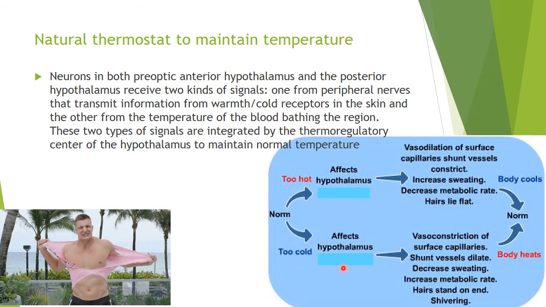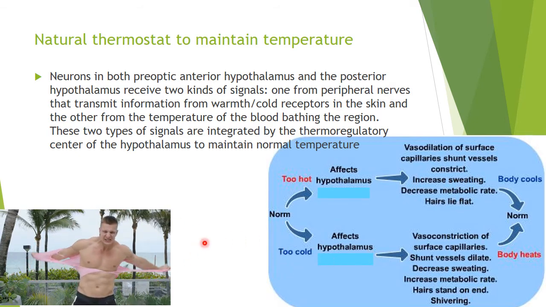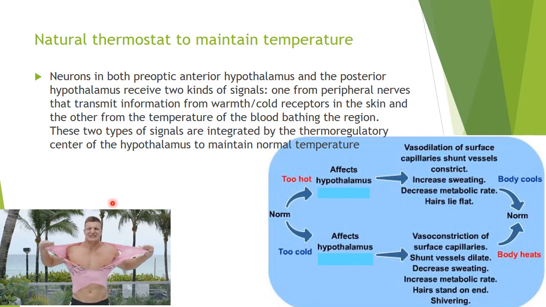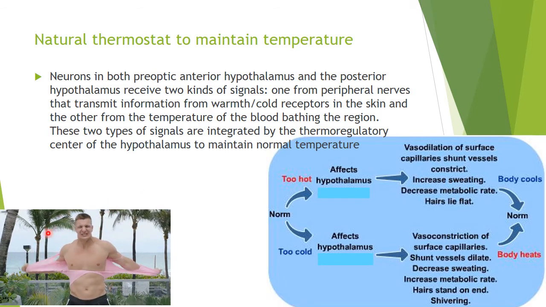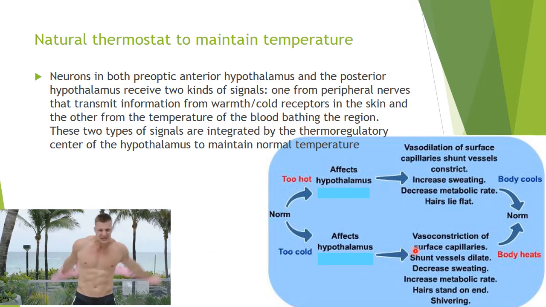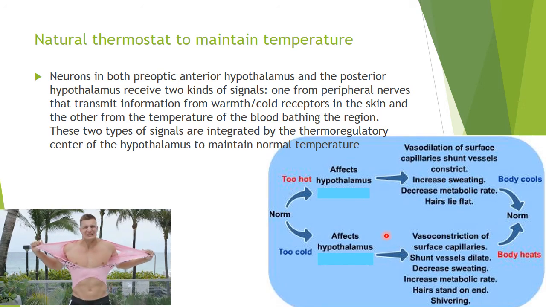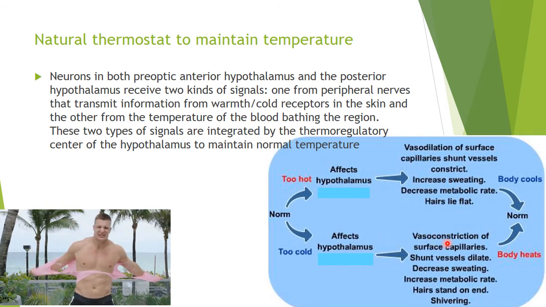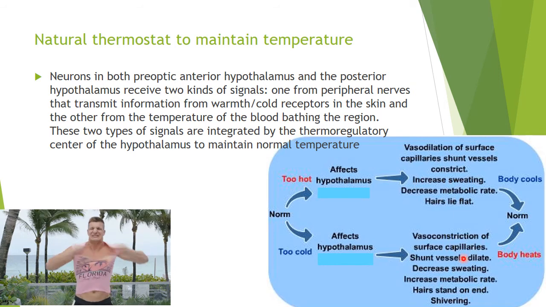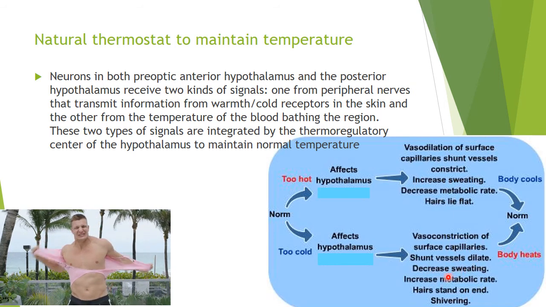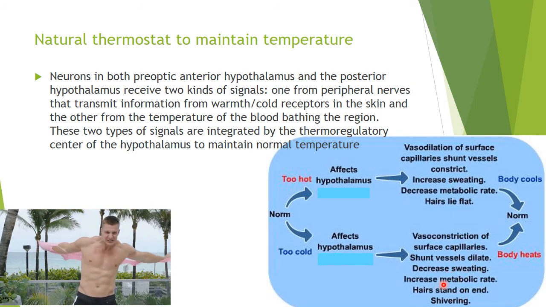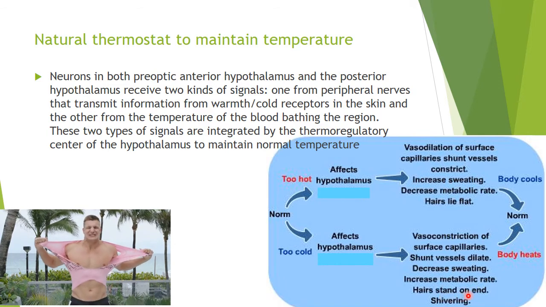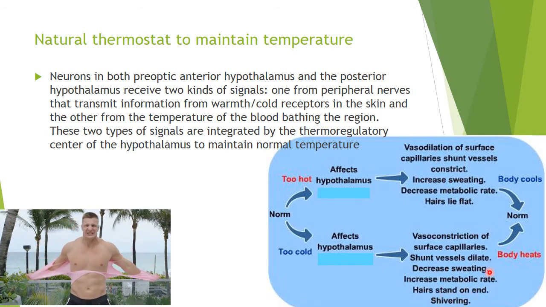In contrast, when you are in Siberia or Mount Everest and the temperature is too cold, this cold temperature affects the hypothalamus. At first your behavioral changes are involved, so you will wear warm caps and coats, and later there will be physiological changes along with the behavioral changes, like vasoconstriction of surface capillaries, the sont vessels will dilate, there will be decreased sweating, increased metabolic rate, hair will stand on end, and there will be shivering of the muscles, and the body will heat up and reach the normal temperature.